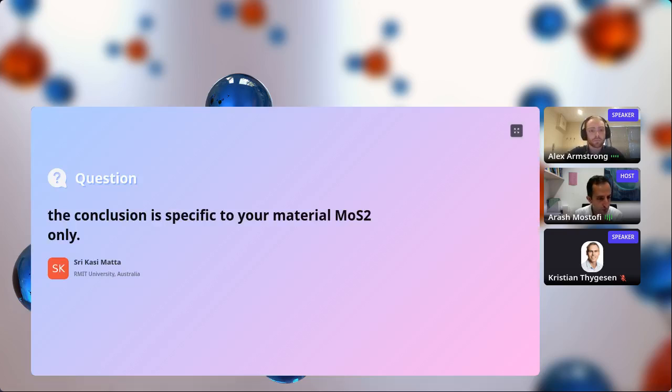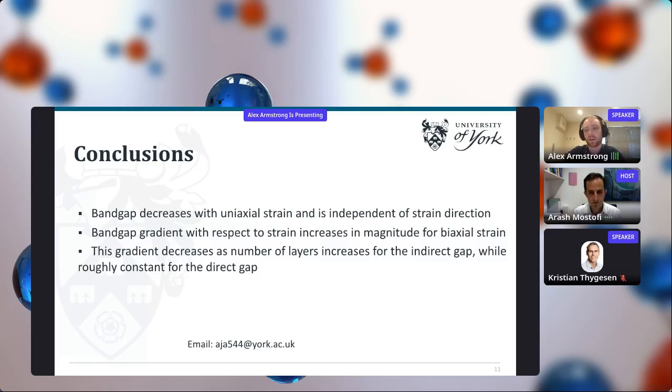Is your conclusion specific to MoS2 only, or is it more broad, do you think, to other TMD systems? Yes, this is specific to MoS2 only, especially this directional dependence. I've been looking at another material recently, TiS3, and there the direction you apply the strain on massively changes the effect. The effect is massively dependent on the direction, where it's not for this material. So yes, this is specifically for MoS2.